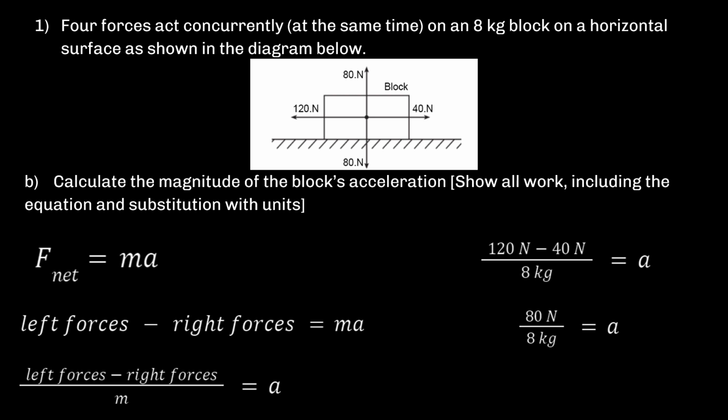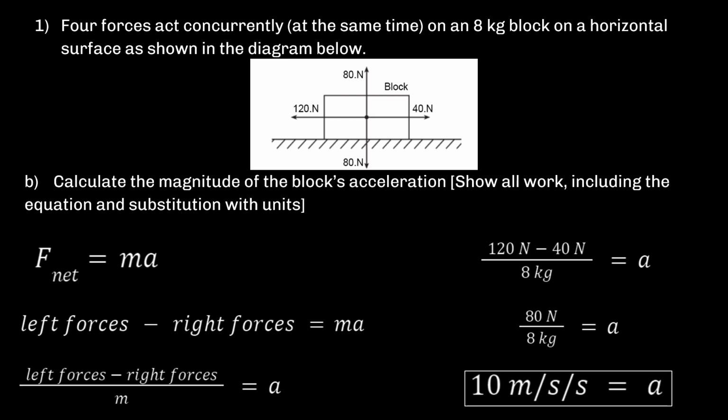Units can be newtons per kilogram, but we know that acceleration is going to be in meters per second per second. They're the same exact thing. So I should have here 10 meters per second squared as my acceleration for this situation. So let's now move into example number 2.